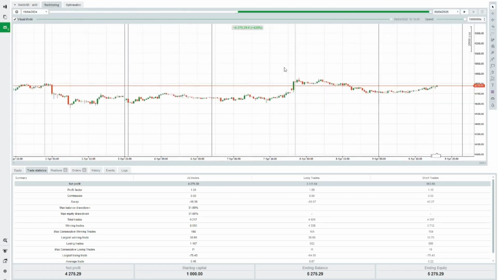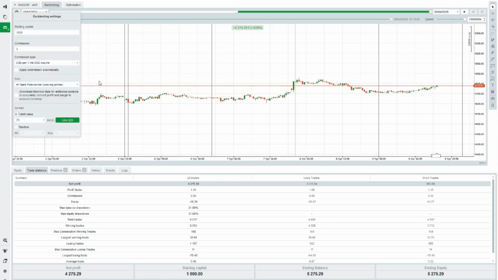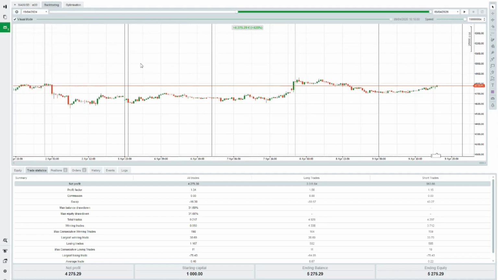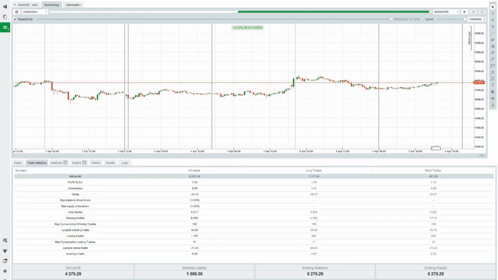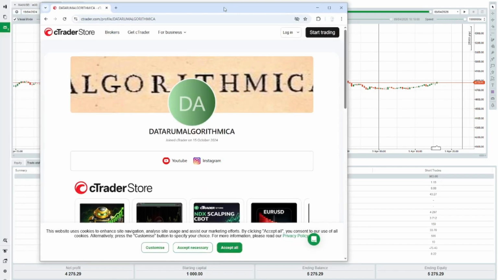And I've run this backtest on a fixed spread of 23 pips, starting with $1,000. The return is plus 400%. The time frame is 30 minutes. All the trade statistics are here. It will be available on the cTrader store for anybody at Xaurum Algorithmica.